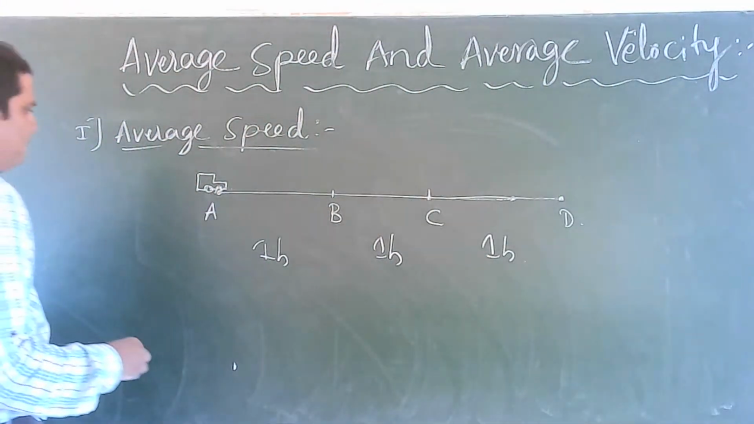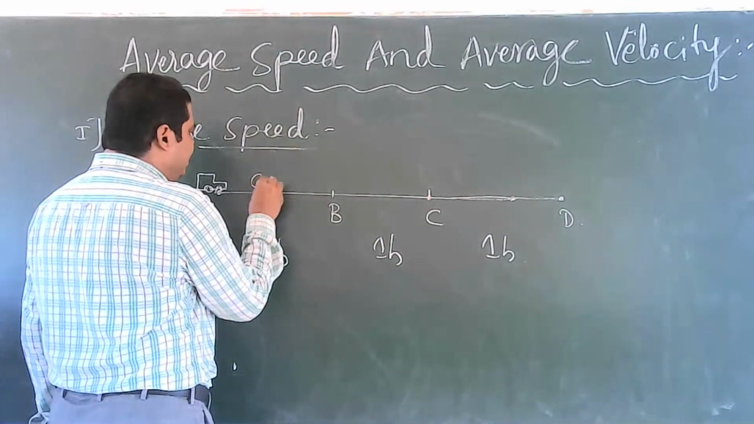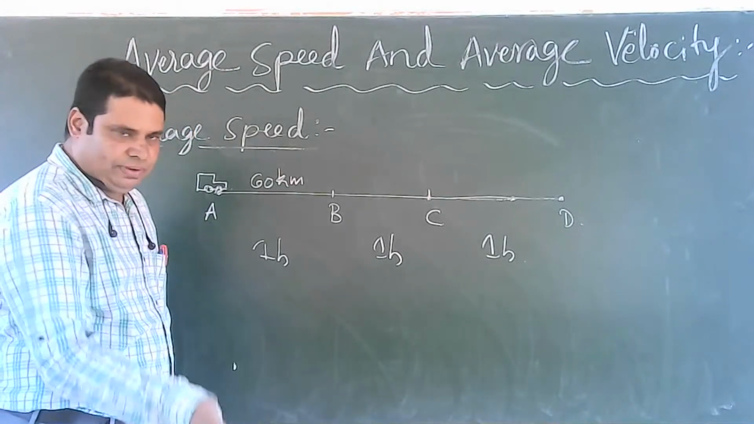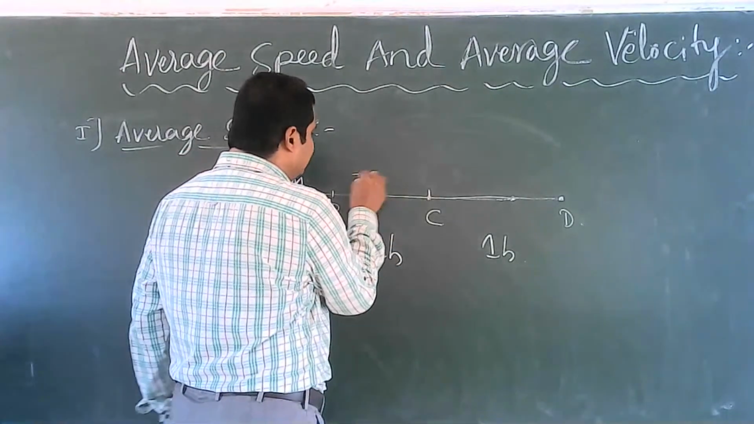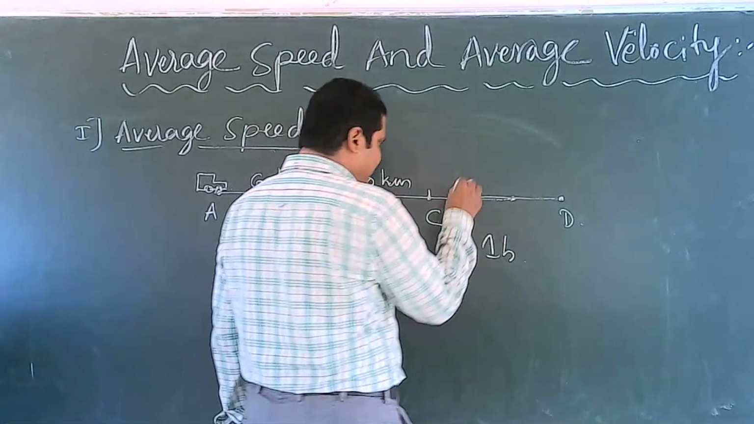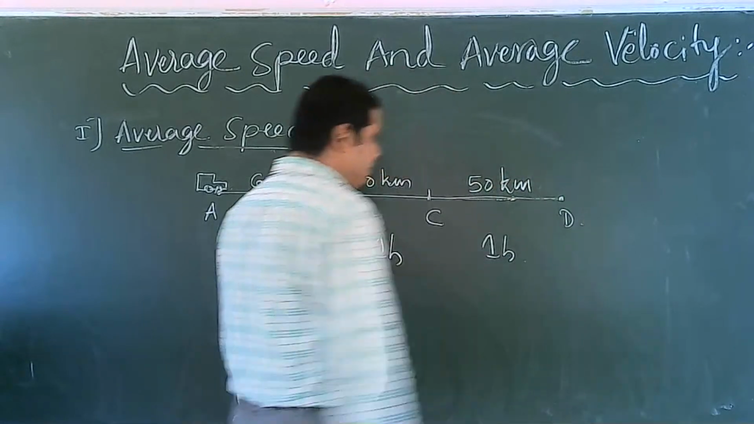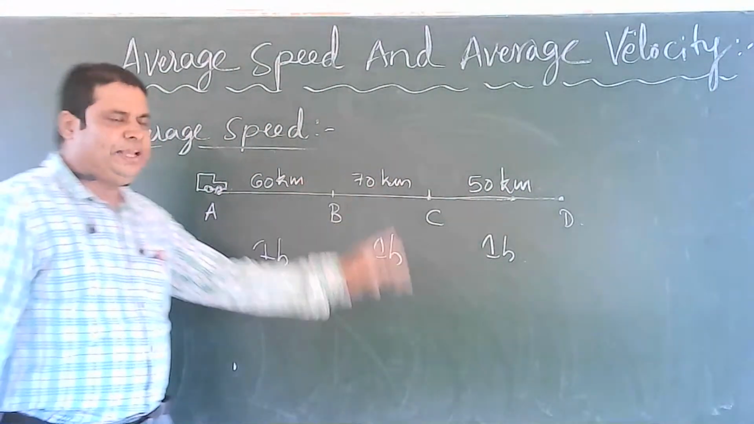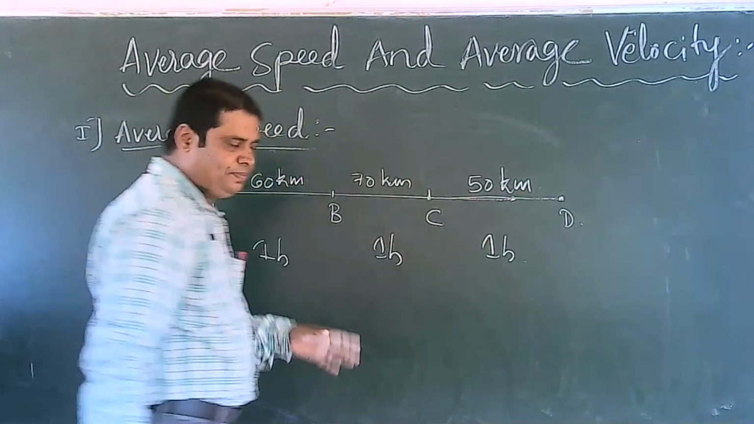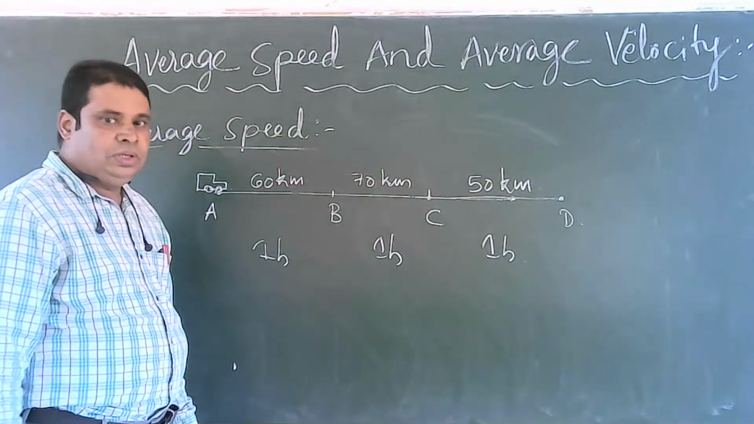Okay. See, a bus is traveling from A to B in 1 hour. It covers around 60 km. In the second interval, once again 1 hour, it covers around 70 km. In the third interval, it travels with a speed of 50 km per hour. In these three different intervals, this is the speed taken by your bus or any vehicle.